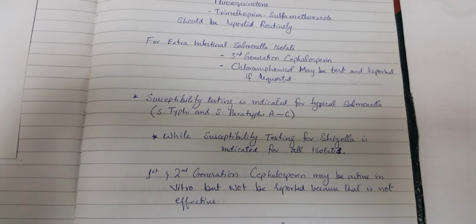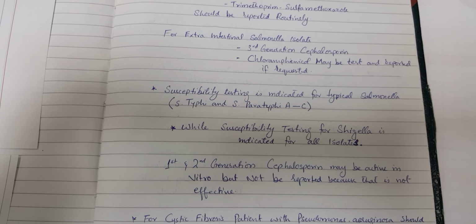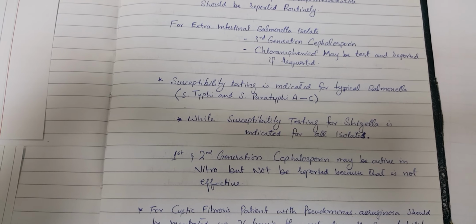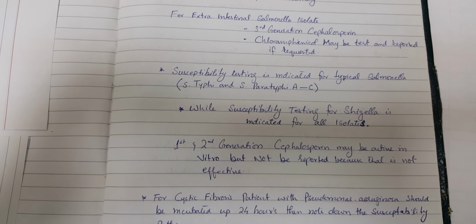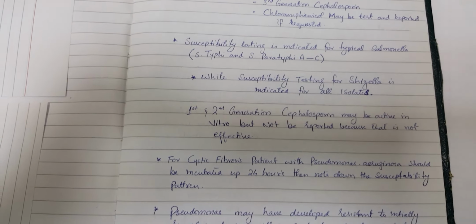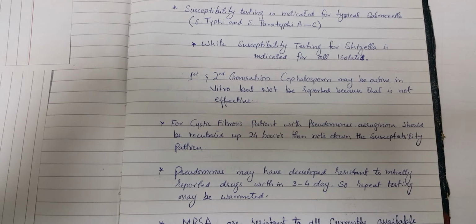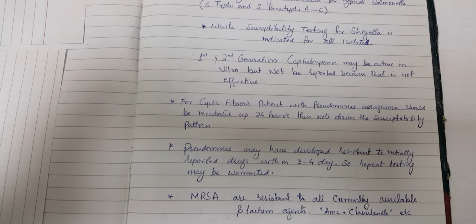The first and second generation cephalosporins may be active in vitro but are not reported because they are not effective. For a cystic fibrosis patient with a Pseudomonas aeruginosa infection, plates should be incubated up to 24 hours. Then note down the susceptibility pattern. Pseudomonas may develop resistance to the initially reported drug within 3 to 4 days, so repeat testing may be warranted. In MRSA, there is resistance to all currently available beta-lactam agents, like Augmentin, clavulanic acid, etc.